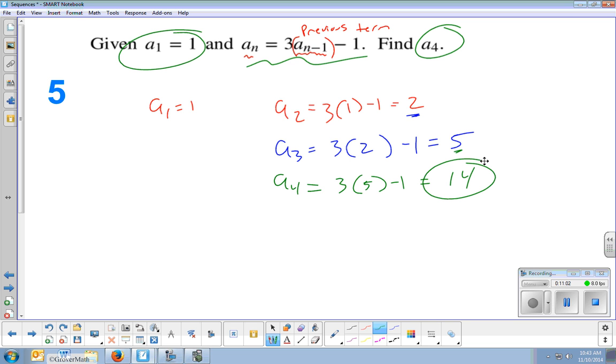And that's my answer. So recursive isn't too bad. It's just instead of plus or minus or times a specific number, it's a formula to get there. But they'll tell you what that formula is. Just remember that the a to the n minus 1 just means the term before it.